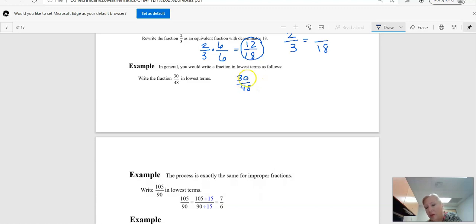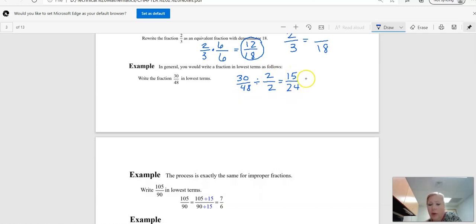I know that this ends in 0, so 2 will go into this. This is even, so I know 2 will go into this. So a lot of times if you're really struggling, just start with, if 2 will work, start with 2. Divide them both by 2. Well, 30 divided by 2 is 15. 48 divided by 2 is 24. 2 is not going to go into 15, and 2 is not going to go into 24. Now, this fraction right here is equivalent to 30 over 48 because we divided by 1.